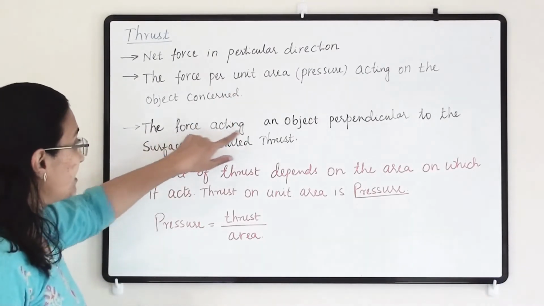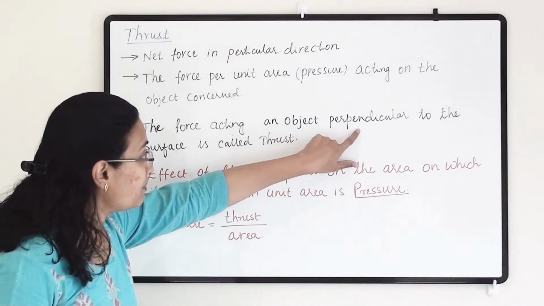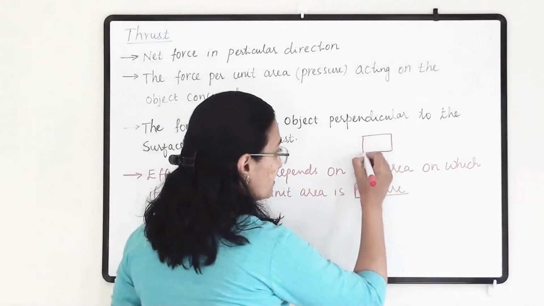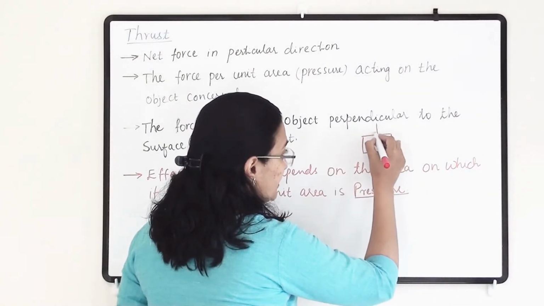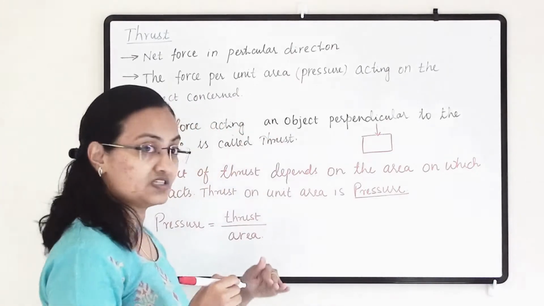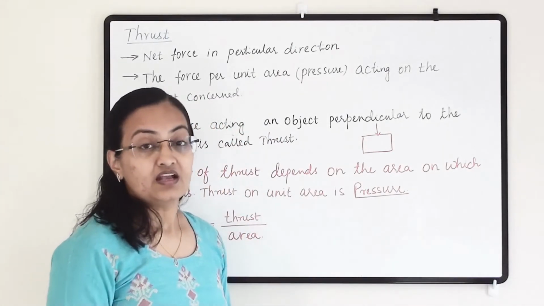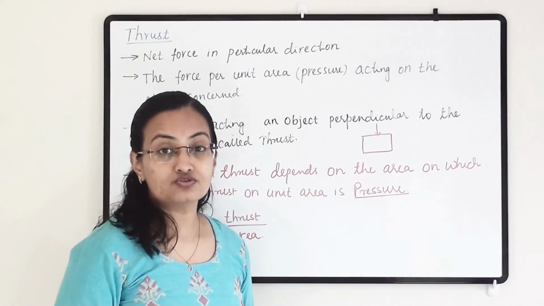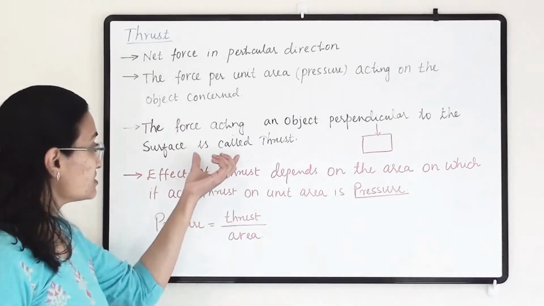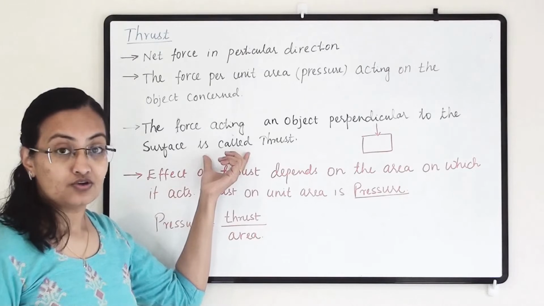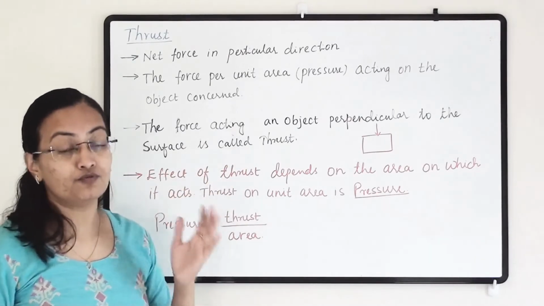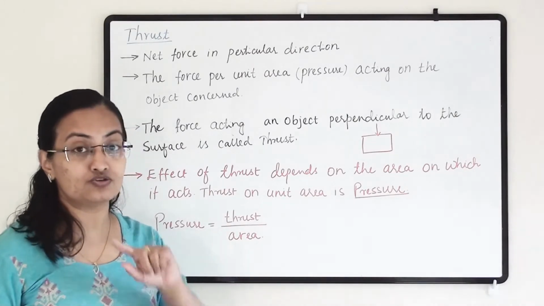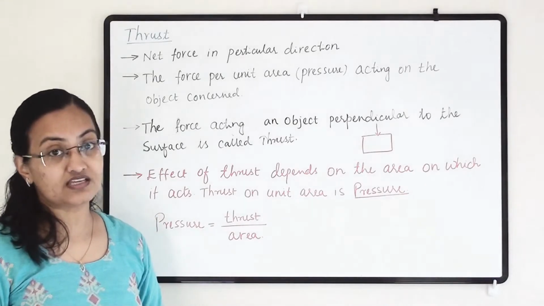The force acting on an object perpendicular to the surface is called thrust. For example, this is our box. We are applying pressure perpendicular to that surface, and then it is known as thrust. Gravitational force is towards downward, but here the thrust direction is perpendicular. So whatever force we are applying on the object which is perpendicular to the surface or to the area concerned is known as thrust.